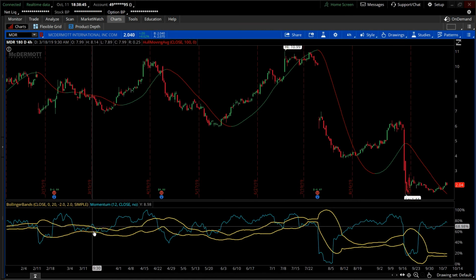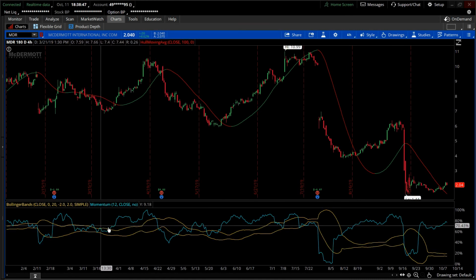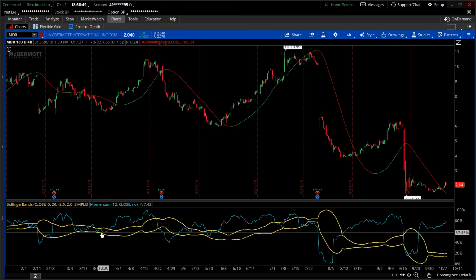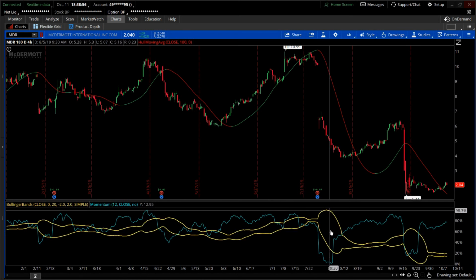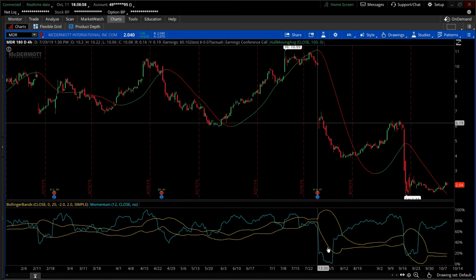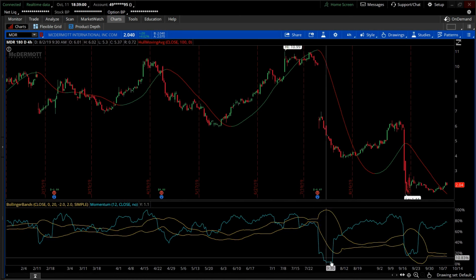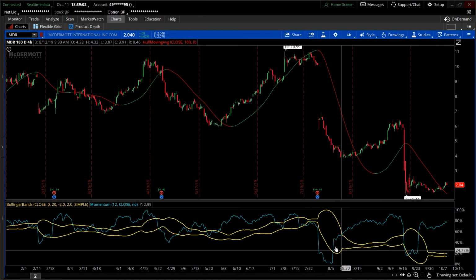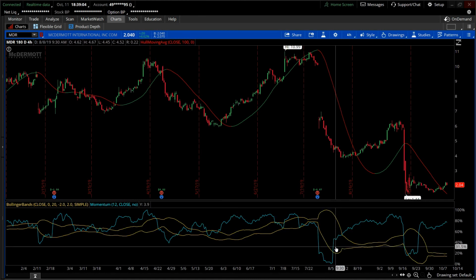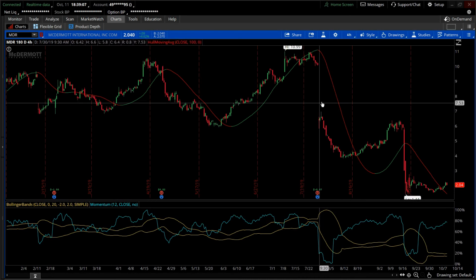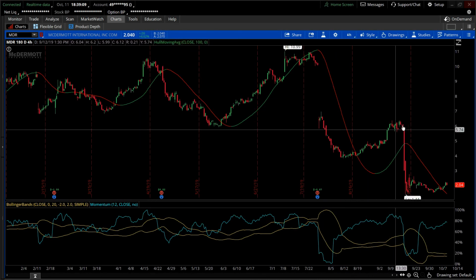When the Bollinger Bands are tight together, the market's not moving. It's just flat. It's not doing anything. When the bands are pulling apart from each other, that's when you have a nice little explosion. And a lot of times when it explodes, it will come right back, because the market needs to come back into equilibrium. So it exploded to the downside and it came right back up.